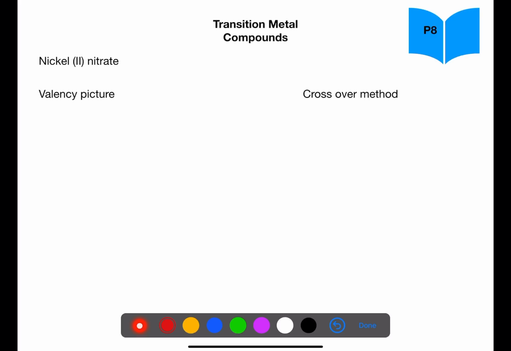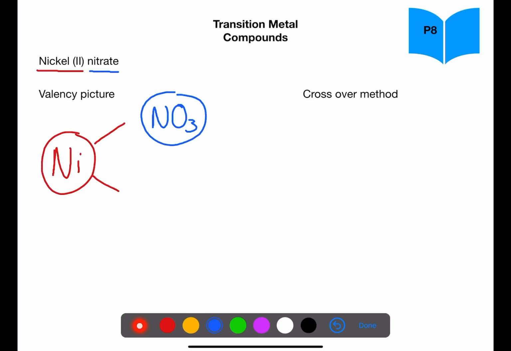Let's look at a second example, nickel(II) nitrate. The 2 is the valency of the nickel. Nickel has a symbol of Ni with its valency 2. Nitrate can be found on page 8 of your databook and has a valency of 1. It has the symbols NO3. We require 2 nitrate for every nickel.